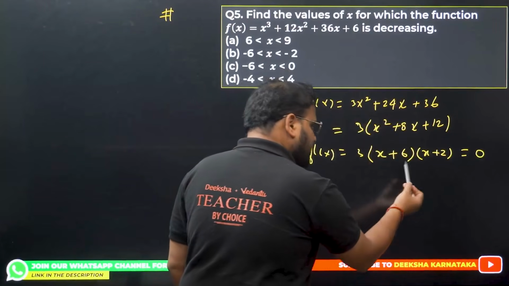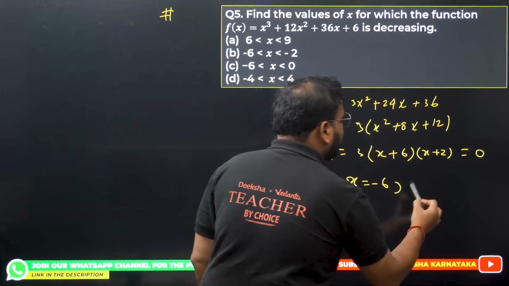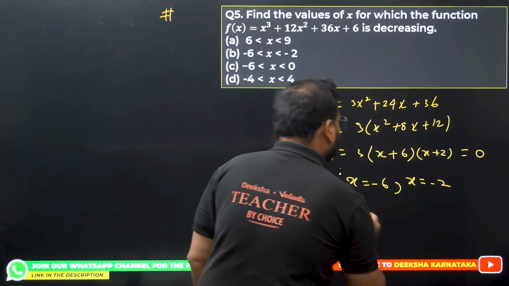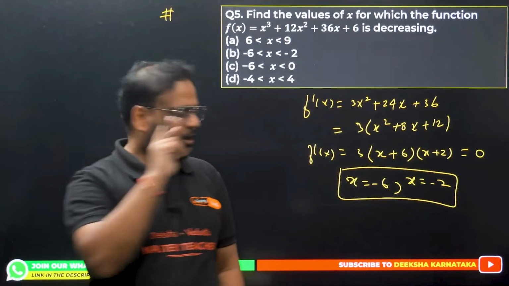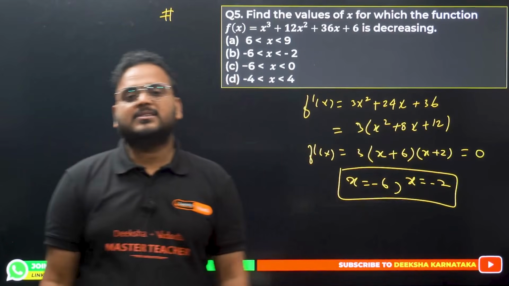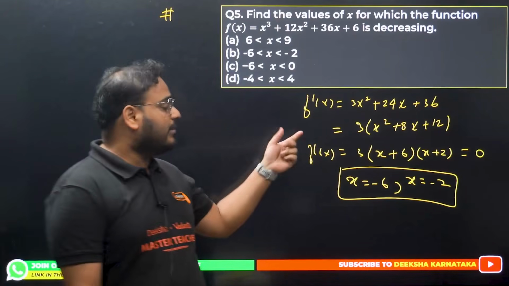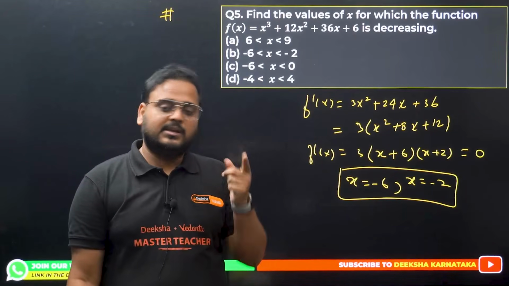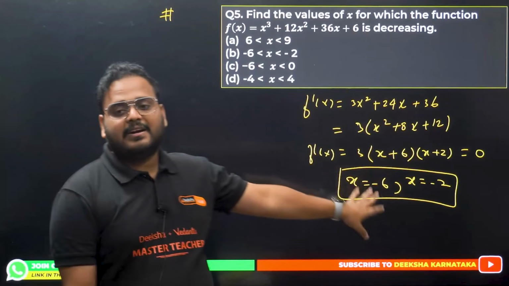If you check here from the first bracket, you're going to get x equals to minus 6. Second bracket, what are you going to get? X equals to minus 2. So you now have two critical points, minus 6 and minus 2. What is the next step? Right now we have done step number 1 and step number 2. Step number 1 was finding the derivative. Step number 2 is finding the critical points.